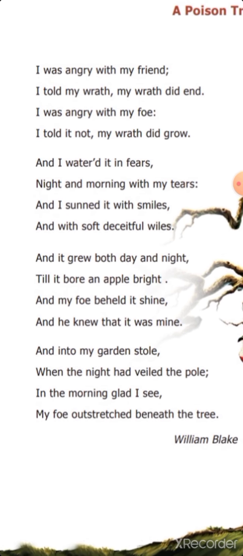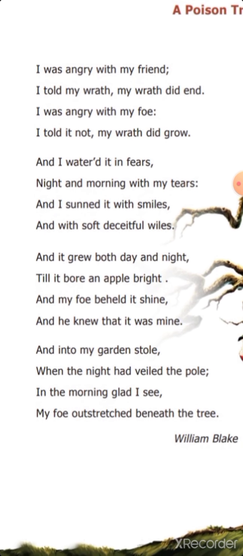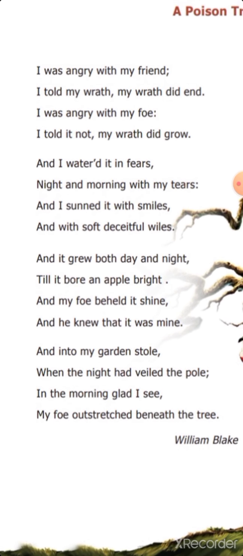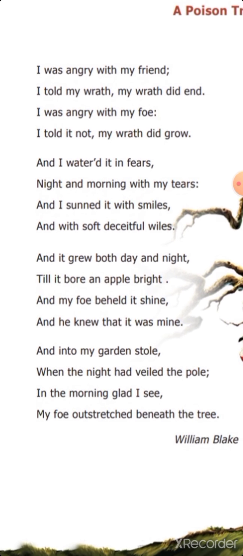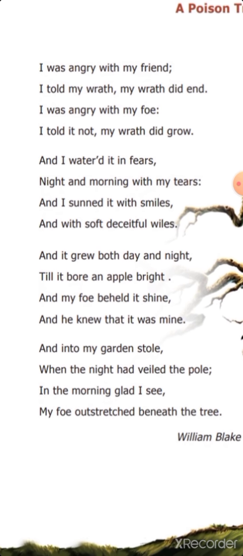And the third line, I was angry with my foe. Foe means enemy. Okay, so I was also angry with my enemy. That time what happened? I told it not, my wrath did grow. So I didn't tell my anger to my enemy. What happened? My anger started to grow inside me. Whenever I see him, anger comes, because he is always my enemy. I don't want to tell him that I'm angry with you, because you are my enemy.